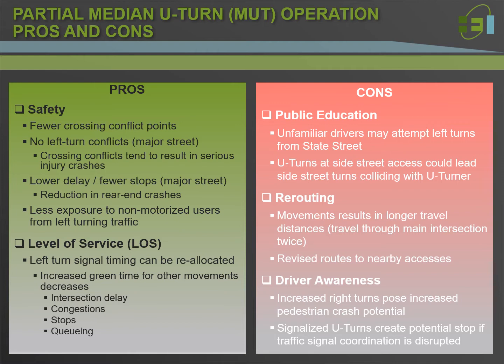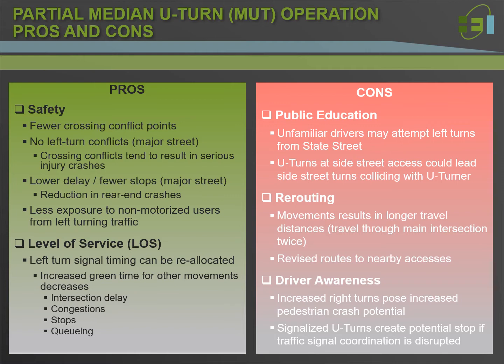However, there are cons associated with this alternative as well. With this being a new concept to intersection operation, public education will be a key component to making the MUTs operate successfully, as unfamiliar drivers may still attempt to make left turns from the through lane on the main roadway, and when the U-turn is located at a side street approach, side street right turners could turn without yielding and collide with a U-turner.